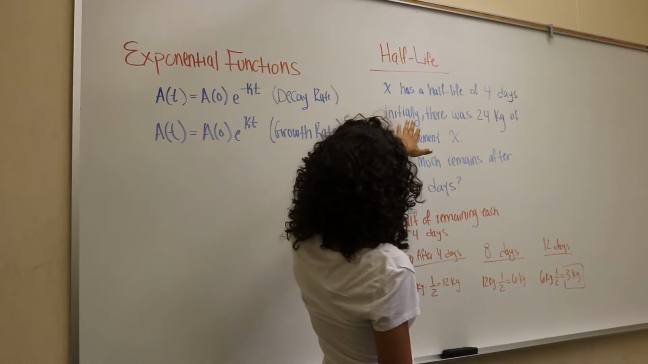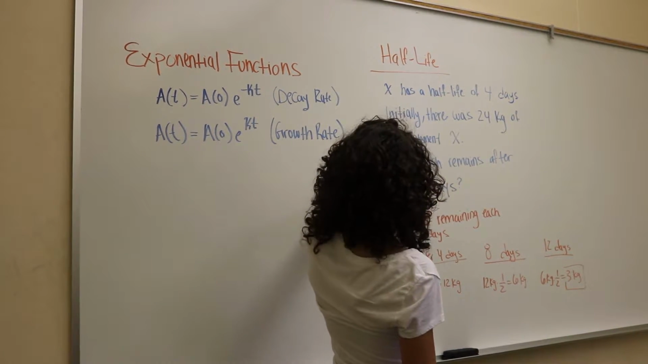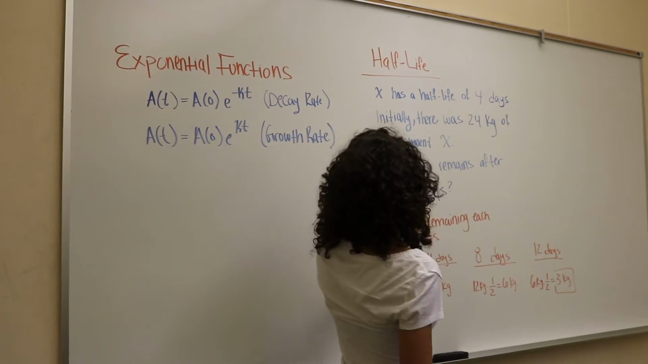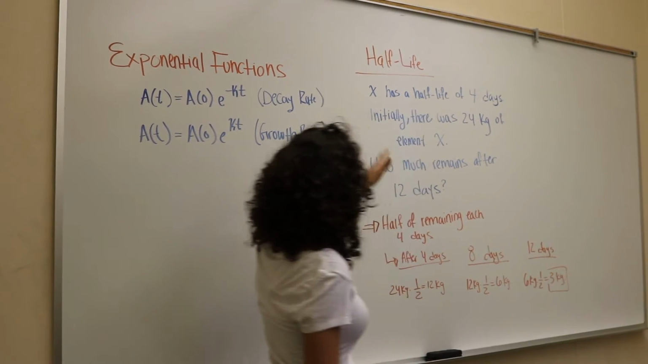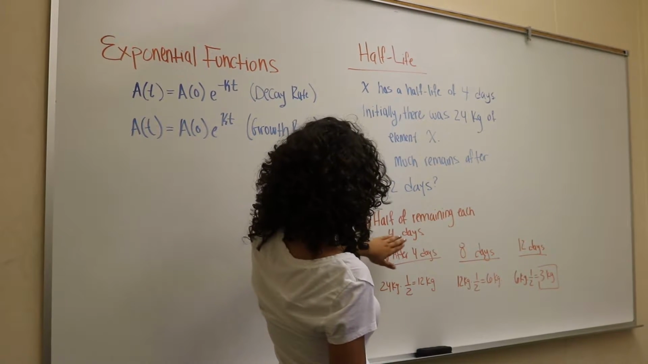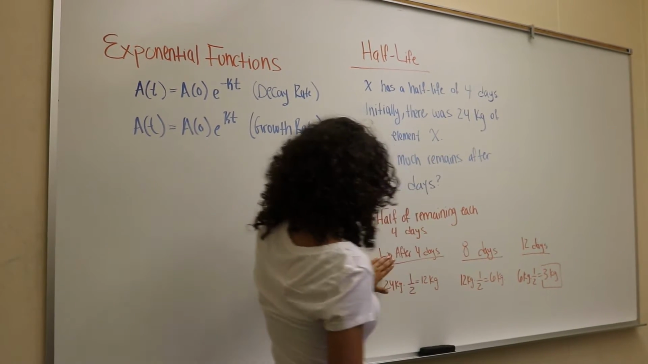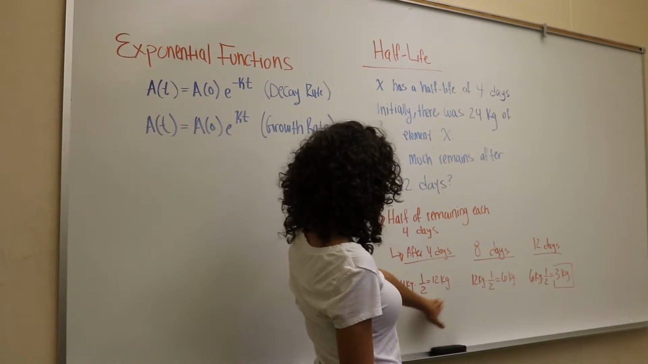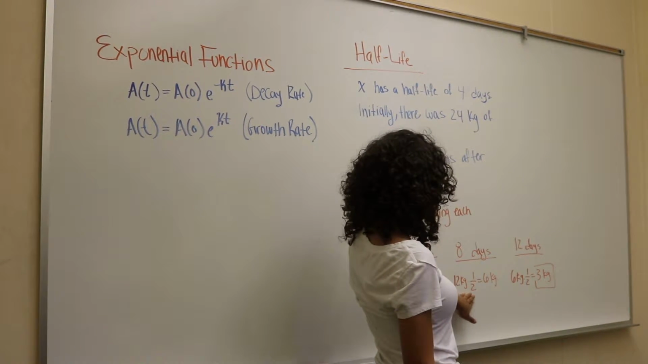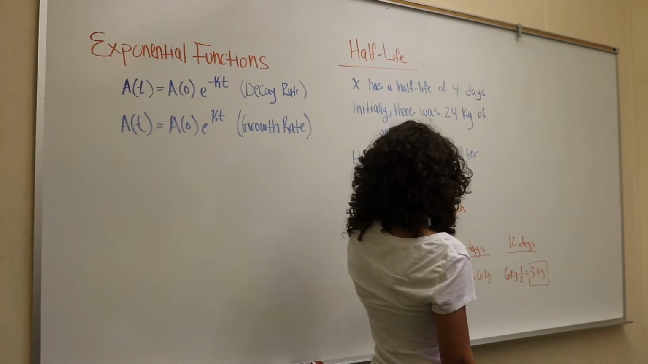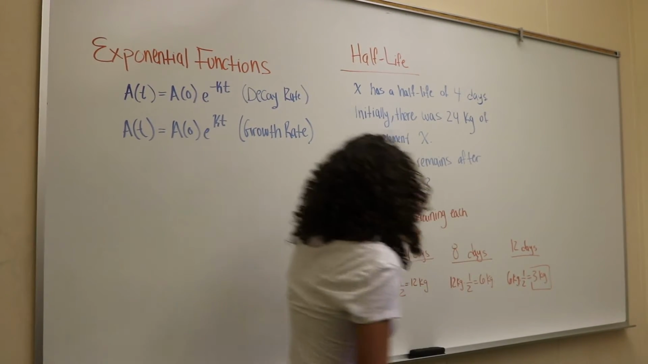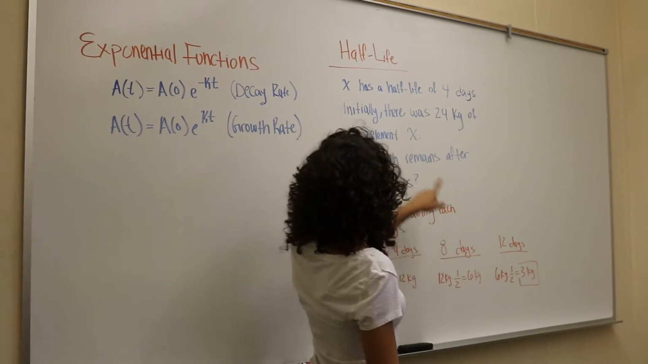But let's say you have an element x that has a half-life of 4 days. Initially there was 25 kilograms of the element x. How much remains after 12 days? Since it's half-life, that means x is decreasing by half after 4 days. So let's say you started with 24, after 4 days you take half of that, so you end up with 12. And then after 4 more days, which is a total of 8 days, you multiply by half, which you end up with 6 kilograms. And then after 4 more days, that's 12 days, you multiply by half and you end up with 3 kilograms. So after 12 days, you end up with 3 when you started with 24.